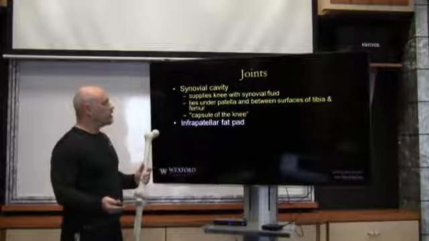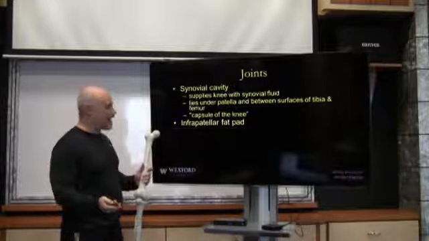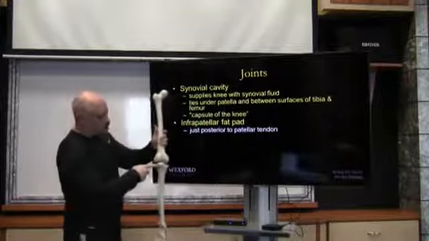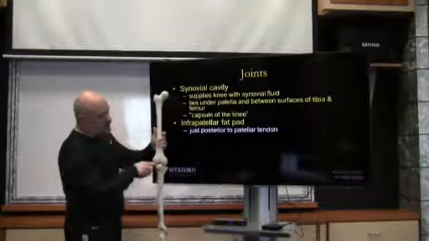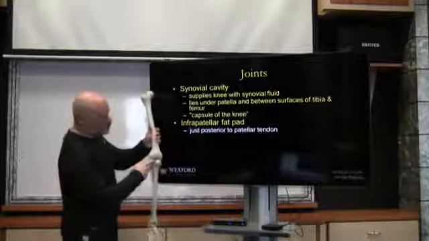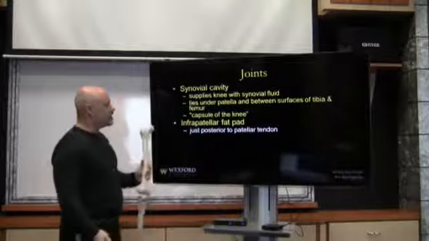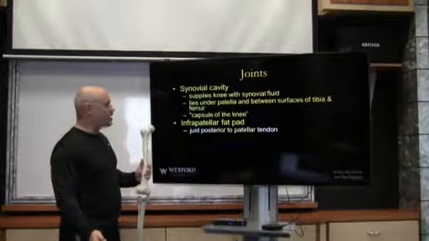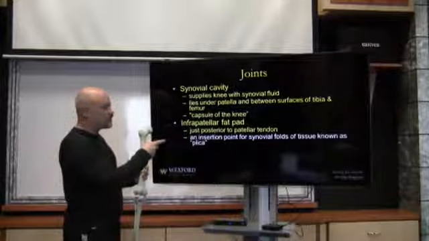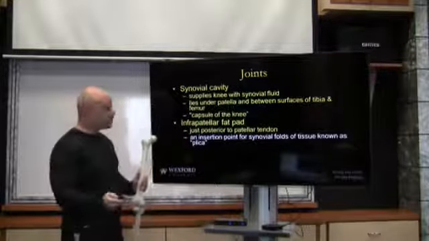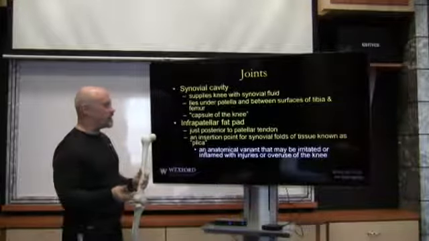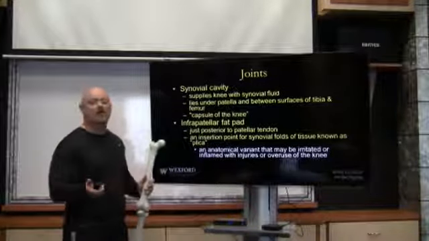The infrapatellar fat pad that is just posterior to patella tendon. So we got the quadriceps muscle that comes down, the tendon on the superior side of the patella, and it sits right underneath there. That's the infrapatellar fat pad. It's an insertion point for the synovial folds of tissue known as the plica. It's an anatomical variant that may be irritated or inflamed with injuries or overuse of the knee.